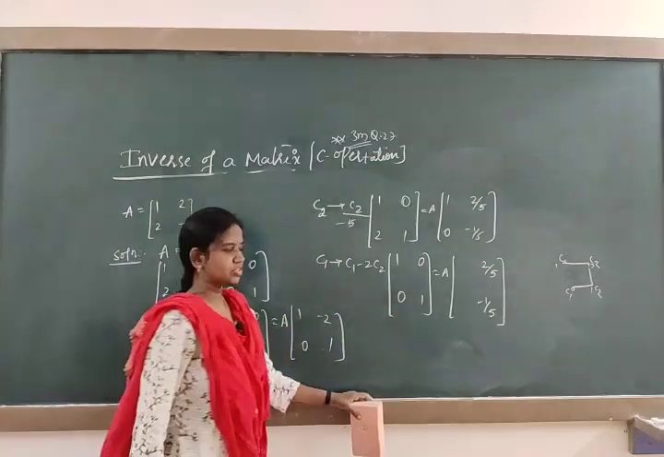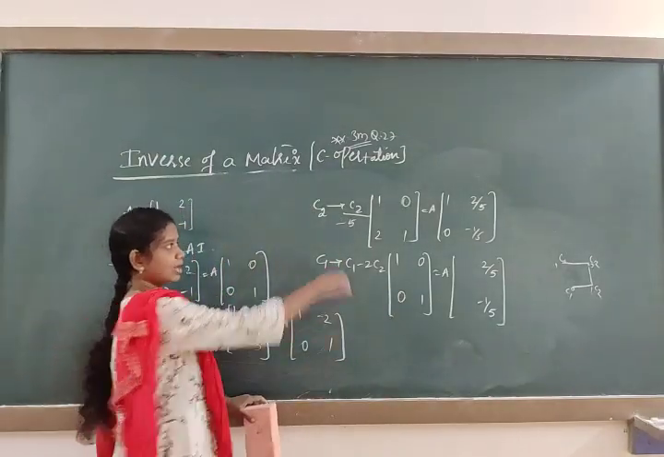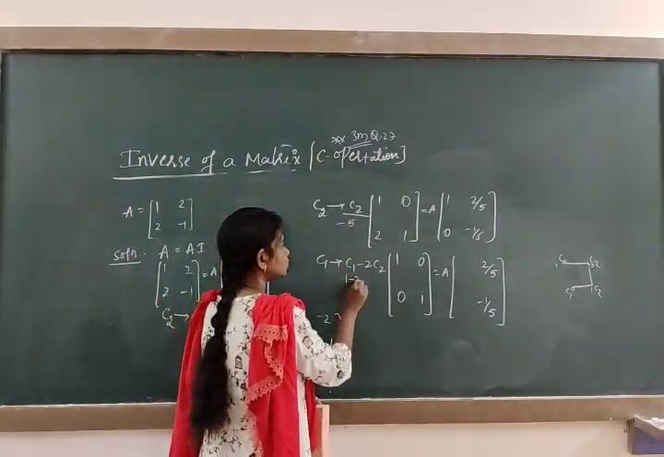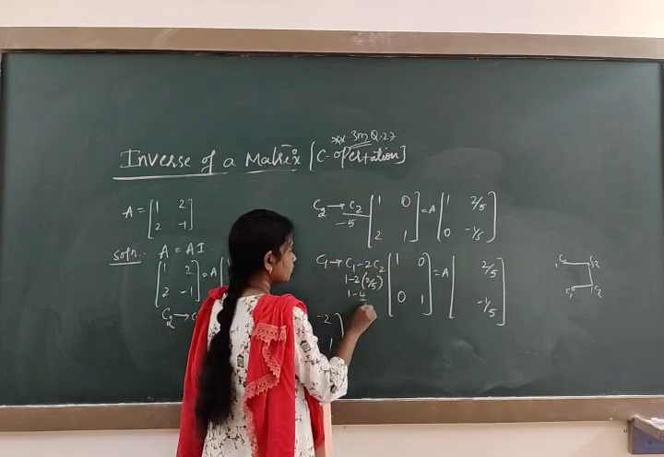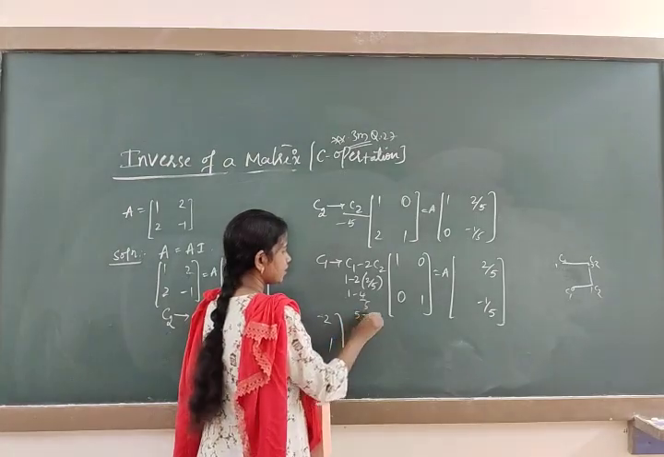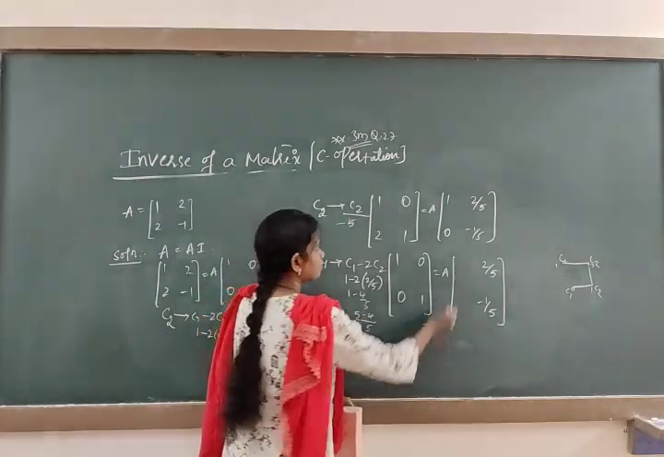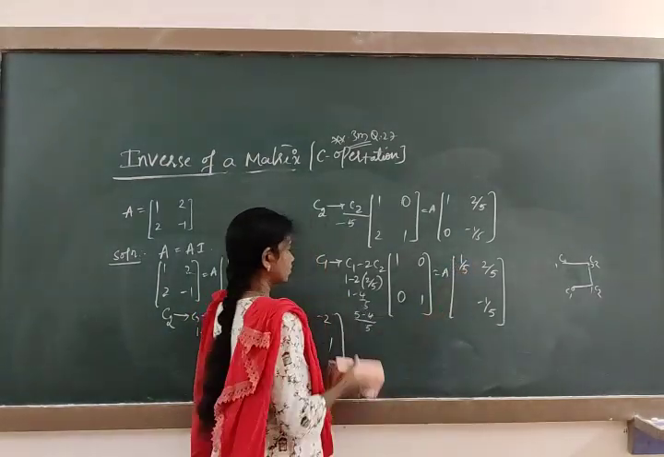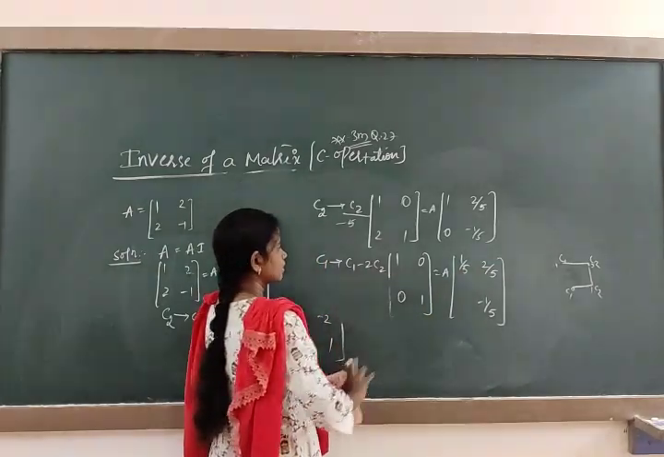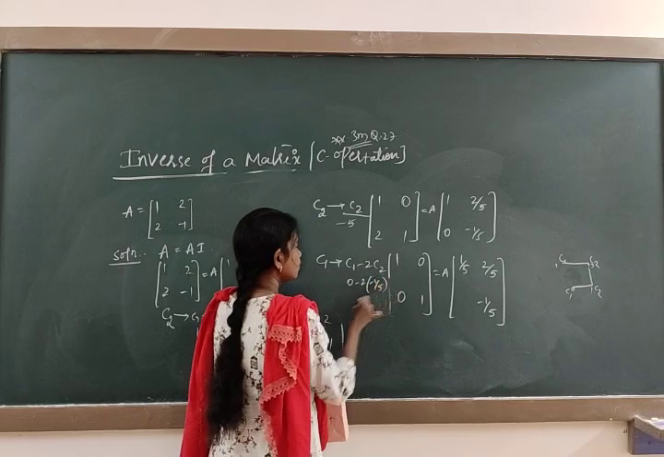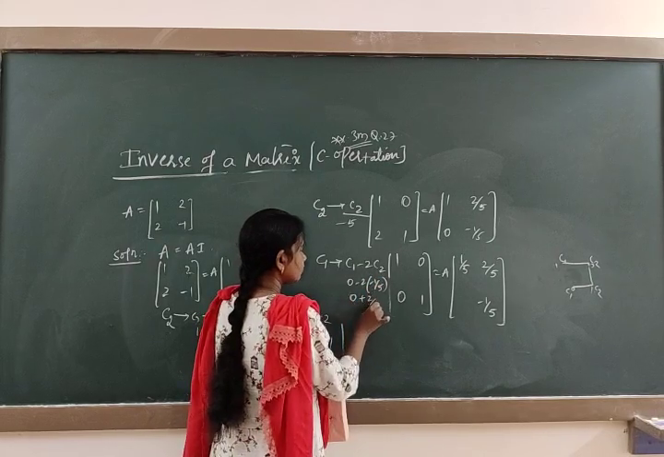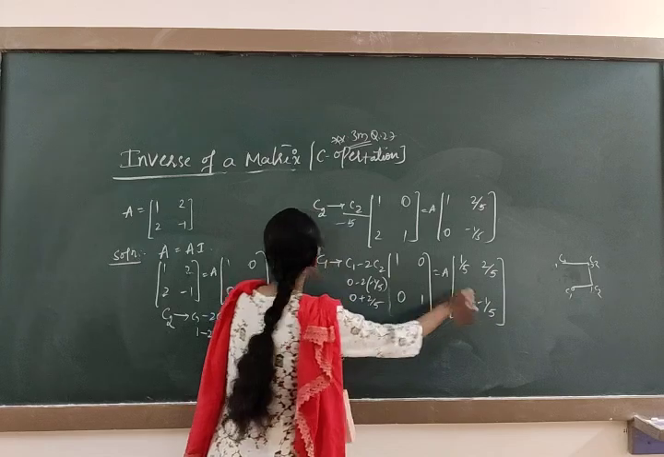Automatically this will become 1 0. If you want to substitute, I will make the substitution there. 1 minus 2 of C2 value, which is 2 by 5. So 1 minus 4 by 5, 5 is the LCM, 5 minus 4, so it's 1 by 5. Next, C1 value is 0, 0 minus 2 of minus 1 by 5. So 0 plus 2 by 5. So the answer is 2 by 5.